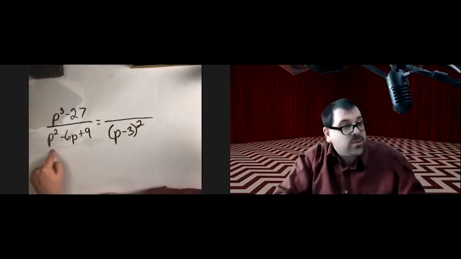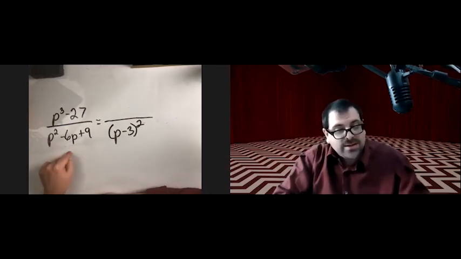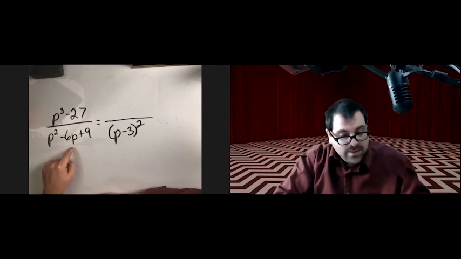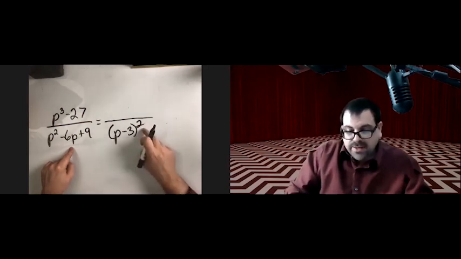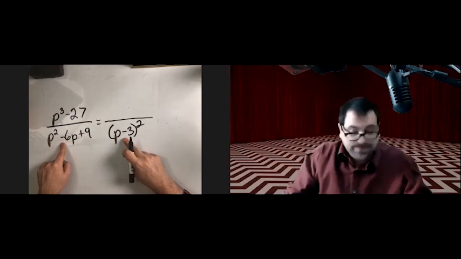This is what we get when we square p. This is what we get when we square 3. This is what we get when we multiply them together and double. 3p times 2 is 6p. That's what makes it a perfect square trinomial. That's why we can make it p and 3 squared, and the minus is why it's a minus here.